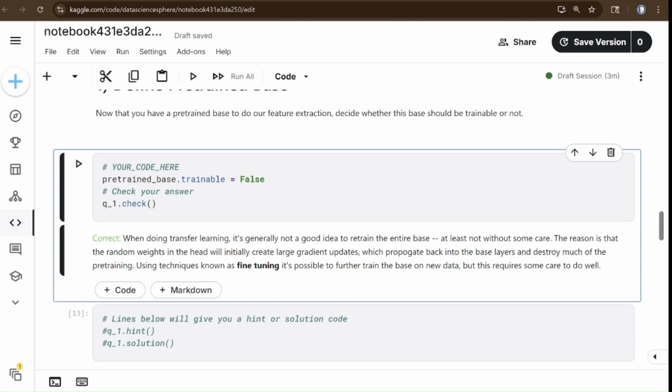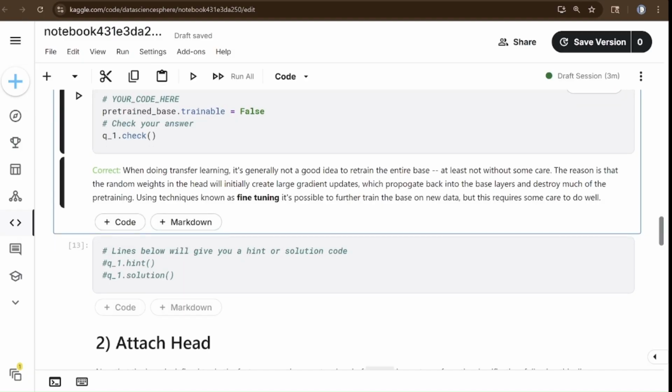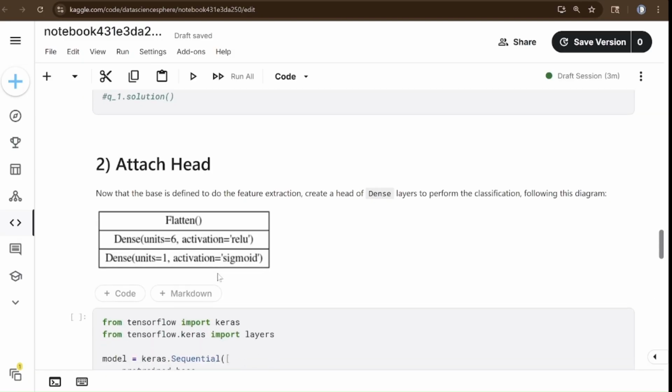See, when doing transfer learning, it is generally not a good idea to train the entire base. The reason is that random weights in the head will create large gradients that will destroy much of the pre-training. Fine-tuning, if you have an idea, then you can do this, but generally it's not a good idea. Okay, so we are not going to train the base. So we are going to train the head only.